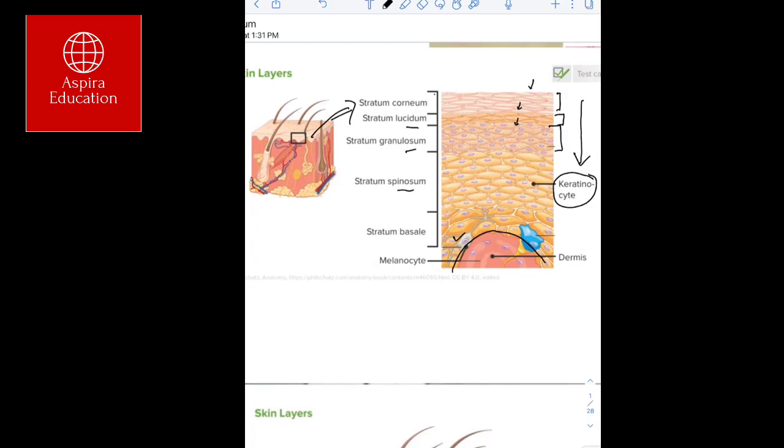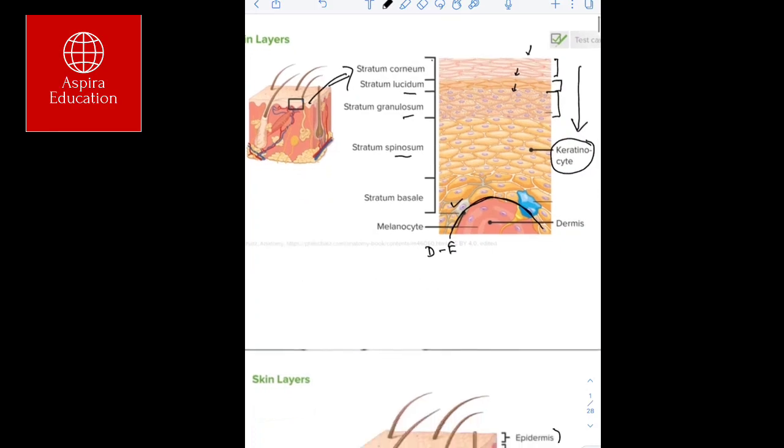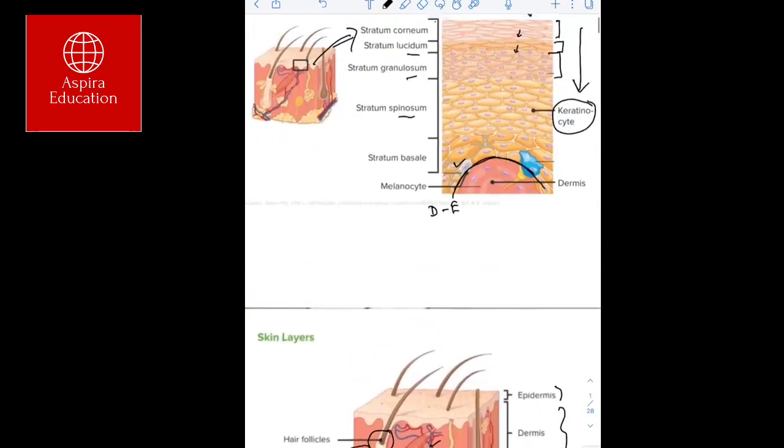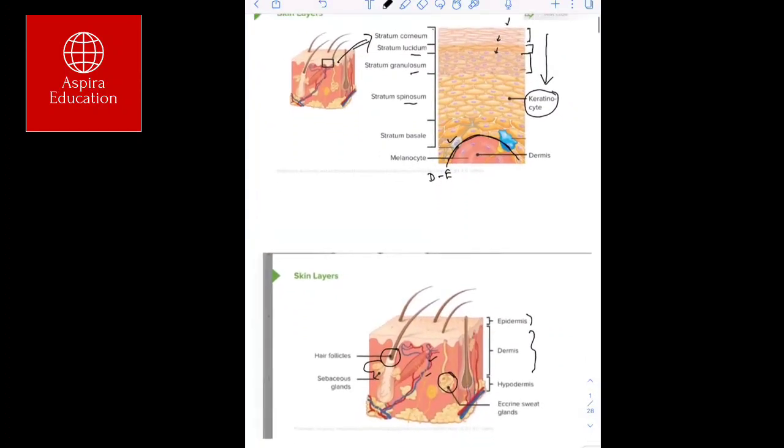One more important thing: this dermoepidermal junction, as I have mentioned, is also important for immunohistochemistry and immunophenotyping. We will come to that in upcoming slides. So these two pictures, you can take a snapshot, and then we can move on to today's topics.